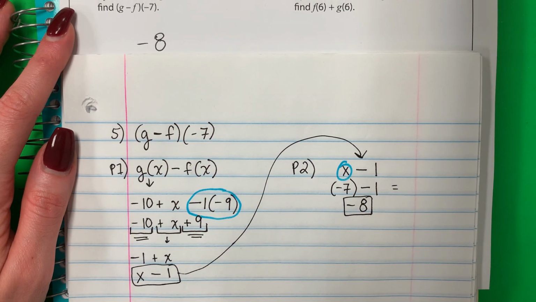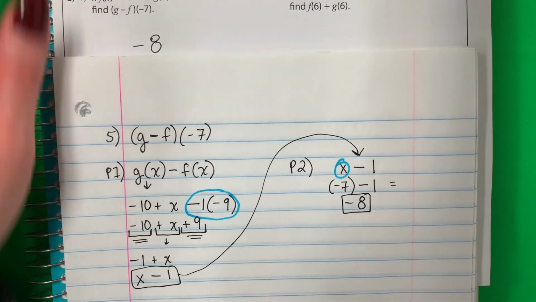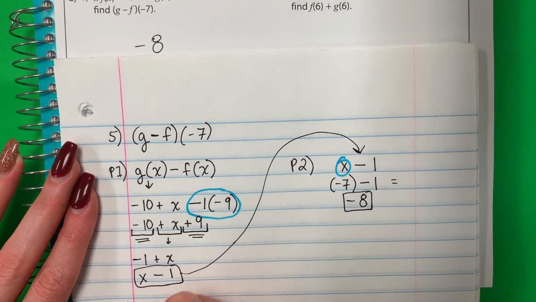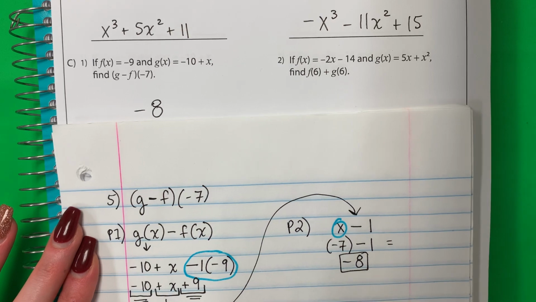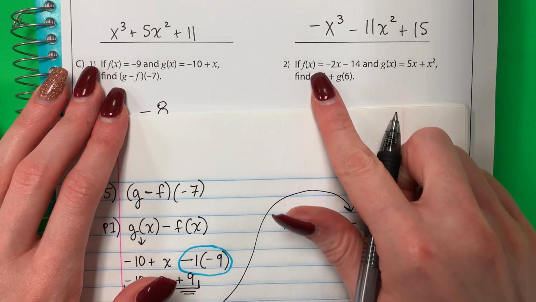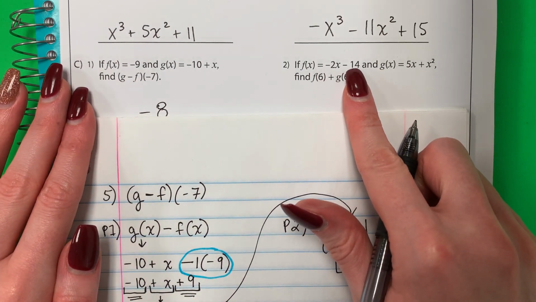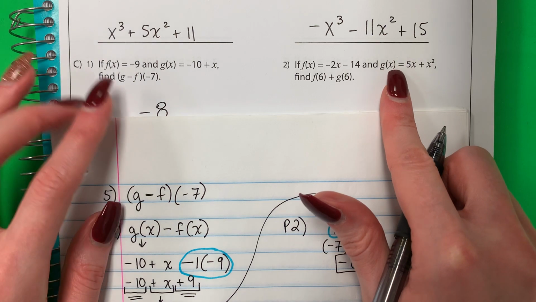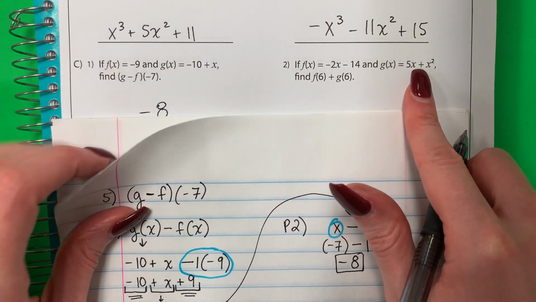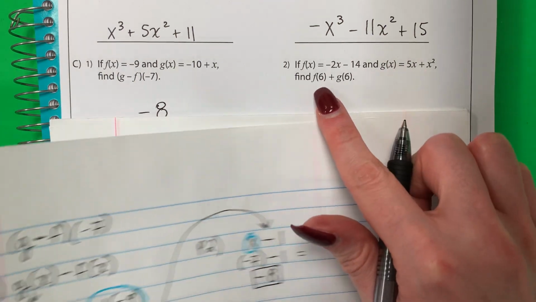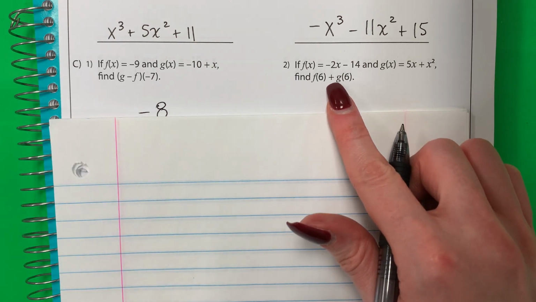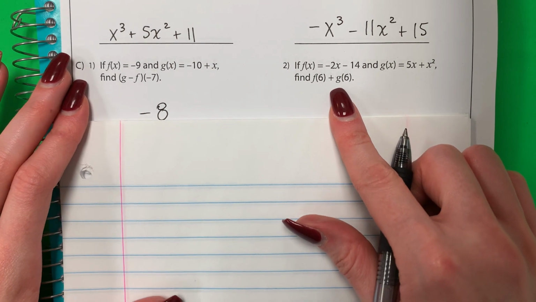Okay, time for question 6. Ahora tiempo por pregunta 6. Let's take a look at question 6. I have f of x is negative 2x minus 14. G of x is 5x plus x squared. And I need to find f of 6 plus g of 6.